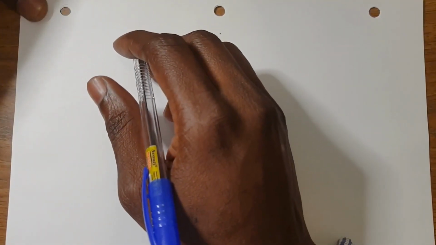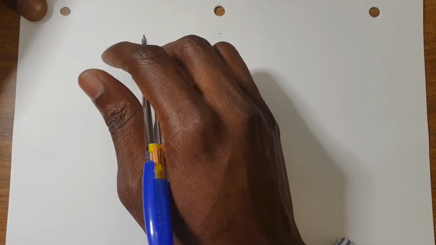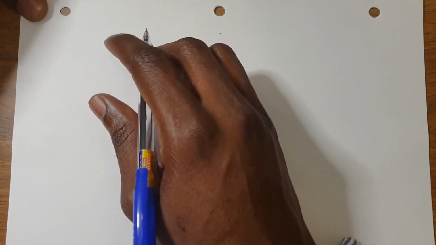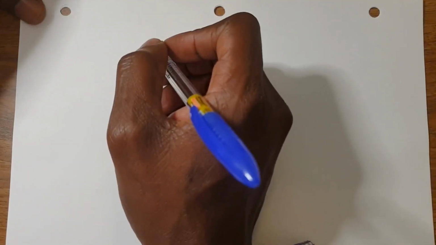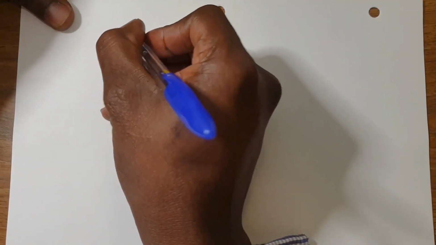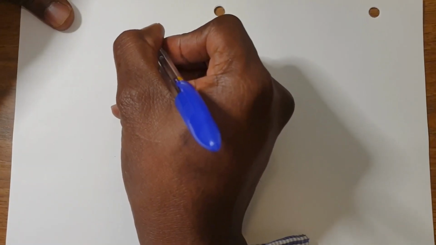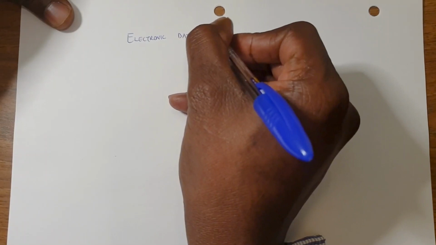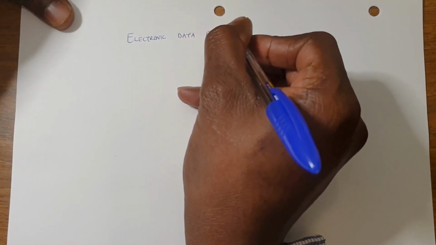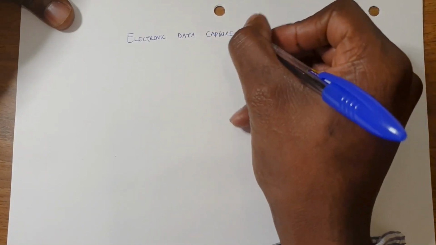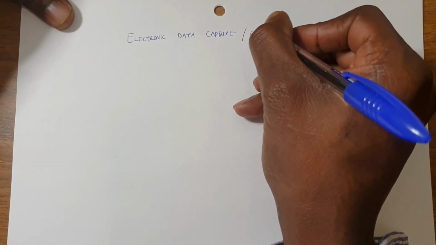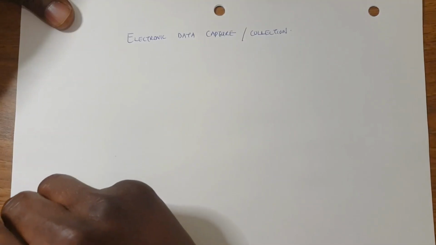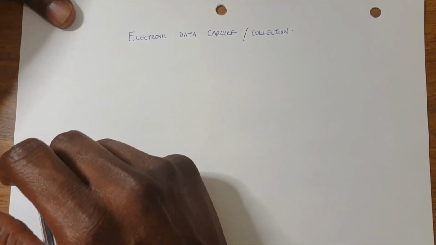Yes, so we're going to go classic old school. So don't mind the pen and the paper. It's classic old school style. All right. So, like I said, we're going to be talking about electronic data capture. Some people call it electronic data capture, while some people say electronic data collection, whichever one you prefer. Okay, electronic data collection. All right.